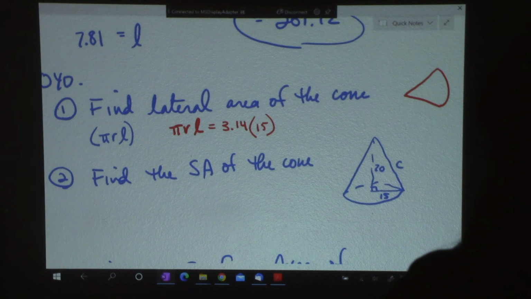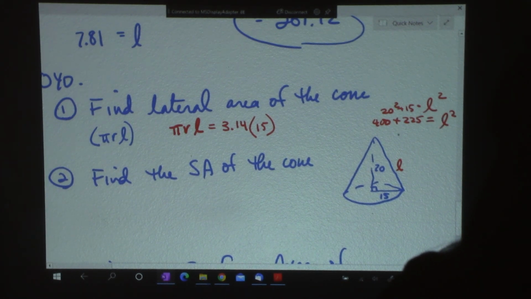I don't have it, so I have to use, I put C here, you could use L, which is more common. So we have 20 squared plus 15 squared equals L squared. So 400 plus 225 equals L squared. 625 equals L squared, and L is 25. Okay, so I'm going to put 25 in here.